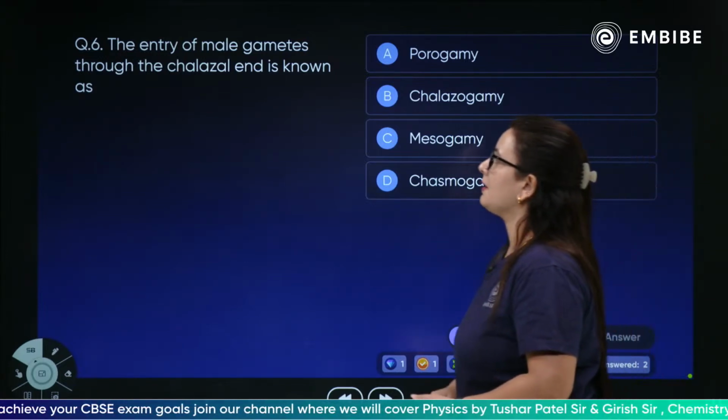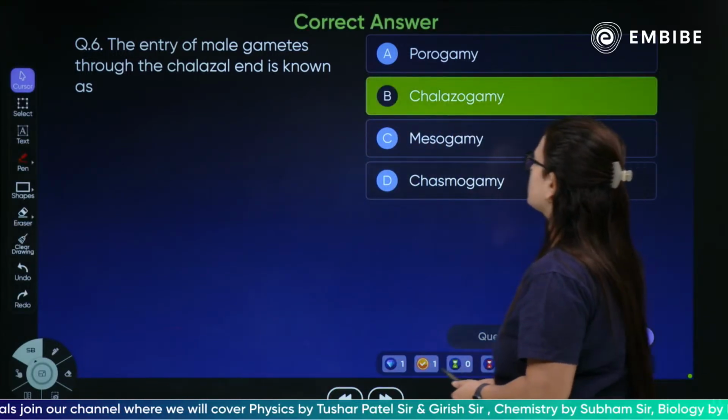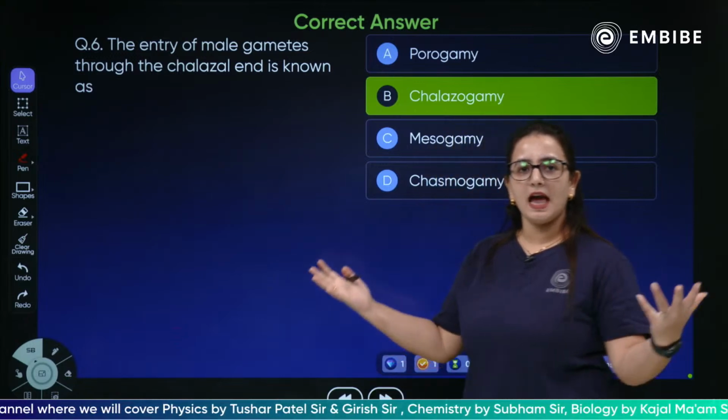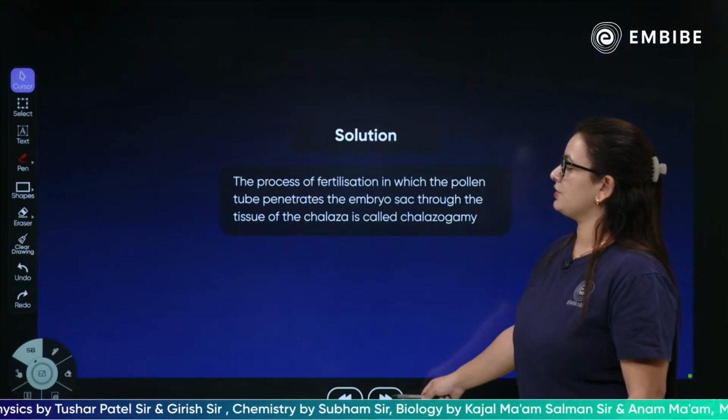The entry of male gametes through the chalazial end is known as, very simple, chalazogamy. Absolutely very simple. Next question, children.